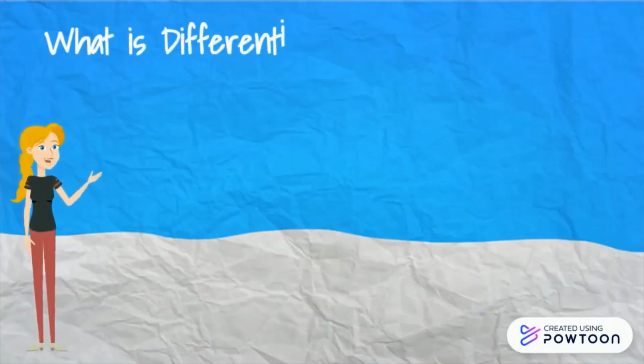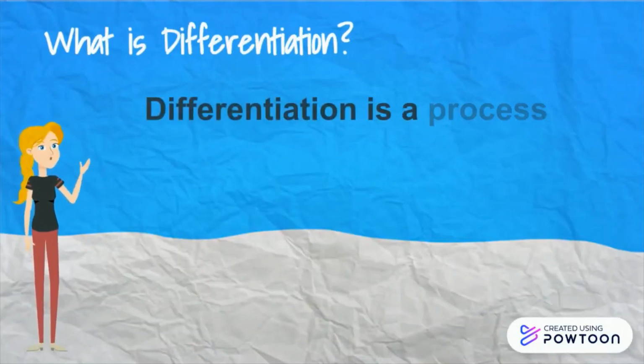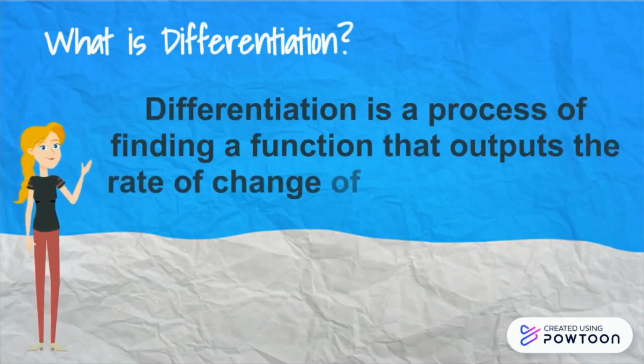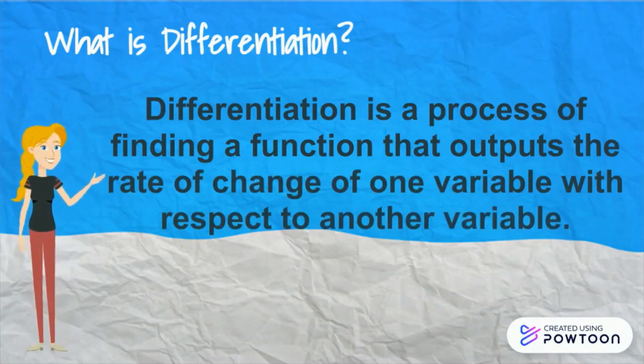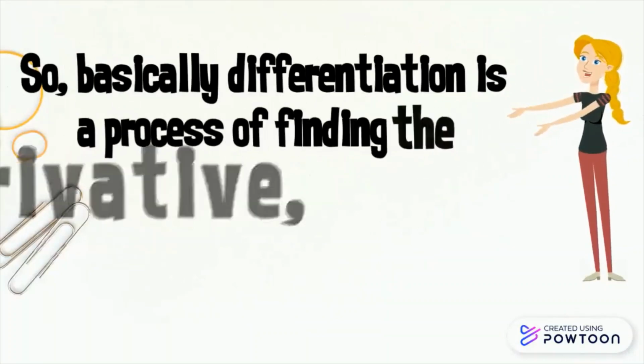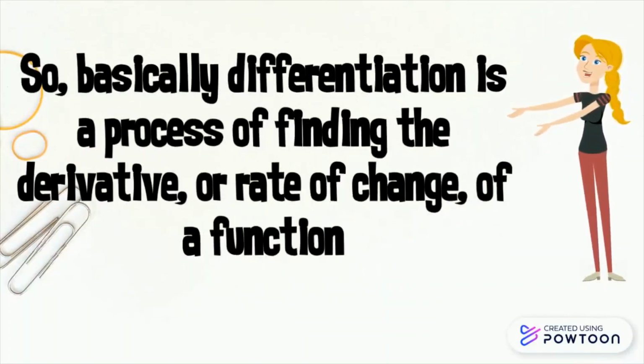What is differentiation? Differentiation is a process of finding a function that outputs the rate of change of one variable with respect to another variable. So, basically, differentiation is a process of finding the derivative or rate of change of a function.